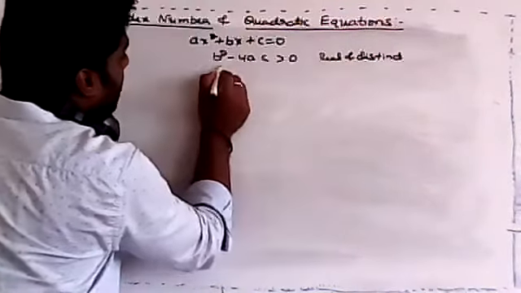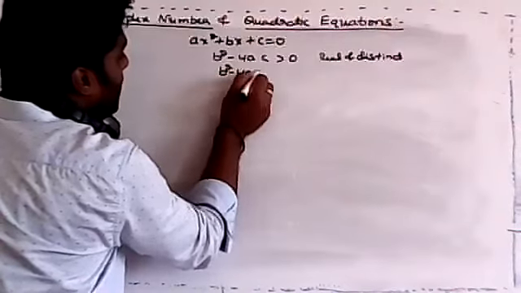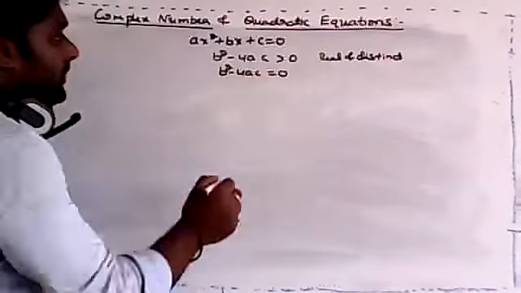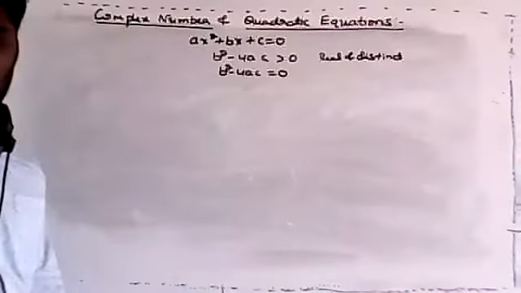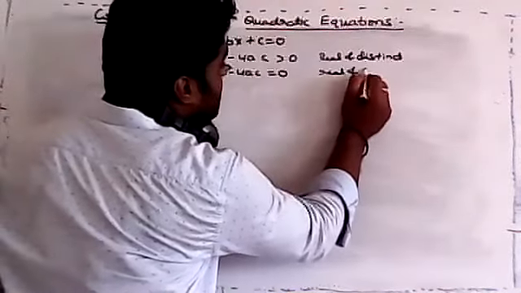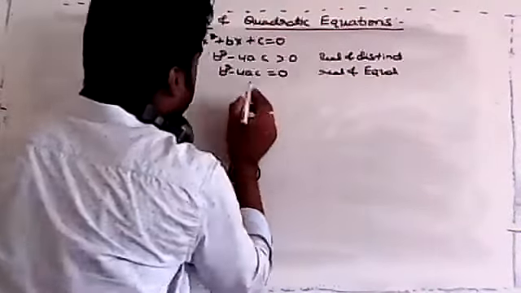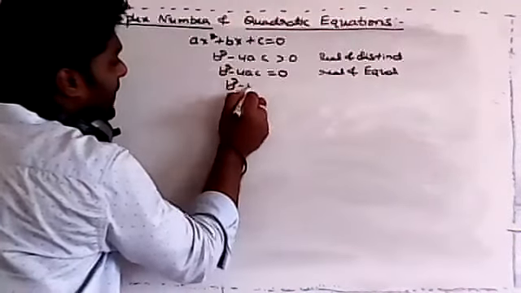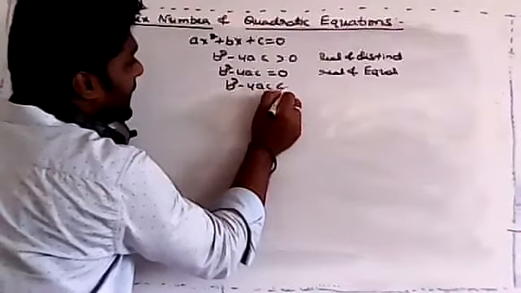Same way, if I take b square minus 4ac is equal to 0, the roots are real and equal. Good, Ganpati. Real and same, or equal. Similarly, one more condition is there, b square minus 4ac is less than 0.